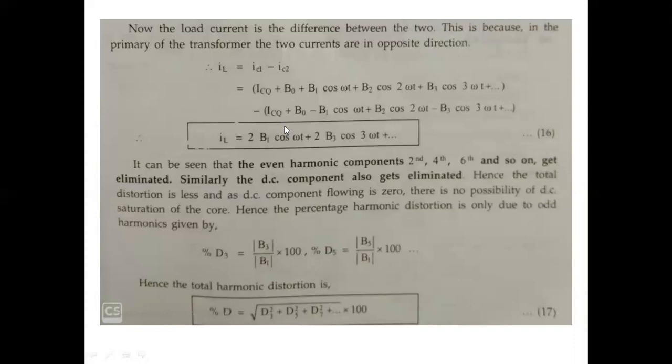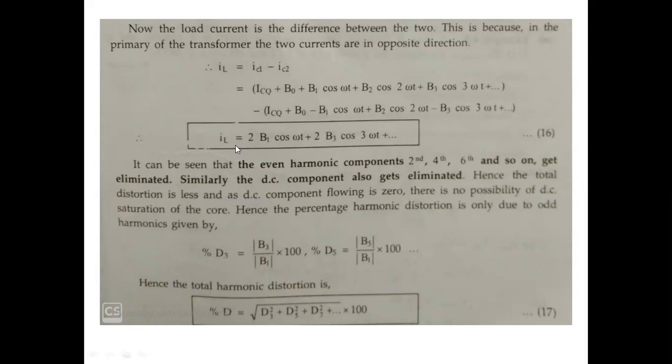Hence the total distortion is less compared to class A. In class A, we have even harmonics and odd harmonics, that is B1 cos omega t, B2 cos 2 omega t, B3 cos 3 omega t, and so on. But in the class B amplifier, the even harmonics get cancelled, get eliminated, and we have only the odd harmonics at the output. That is, the output current is affected only by the odd harmonics. There is no even harmonic component.